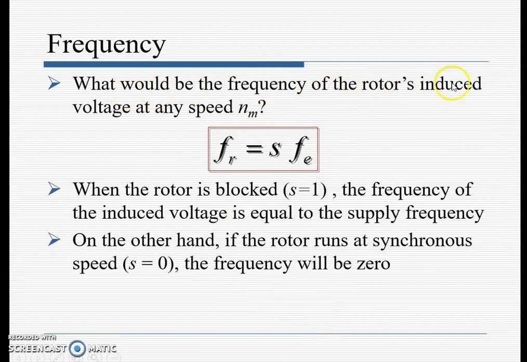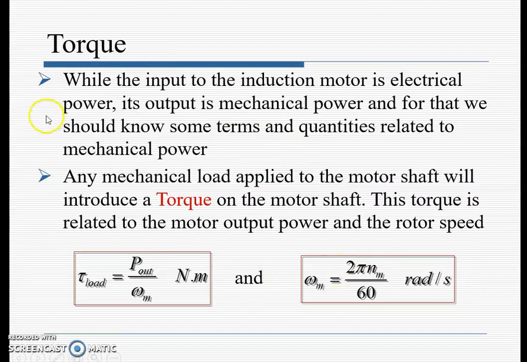Now the frequency of the rotor's induced voltage at any speed is Fr equals S into Fe, that is, the multiplication of slip with the original frequency of 50 Hz or 60 Hz or whatever is given in the numerical. When the rotor is blocked, that is S equals 1, the frequency of the induced voltage is equal to the supply frequency. On the other hand, if the rotor runs at synchronous speed, that is S equals 0, the frequency will be 0.